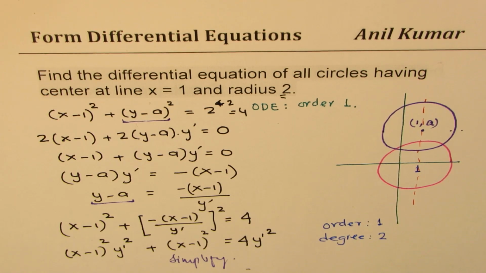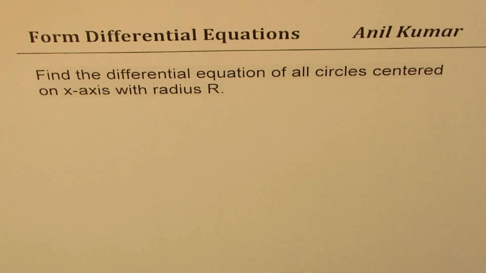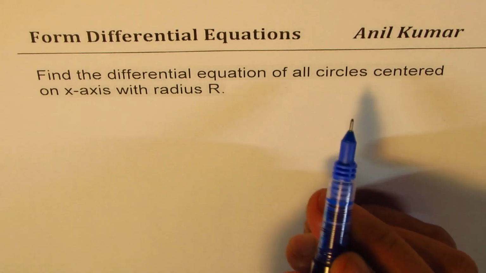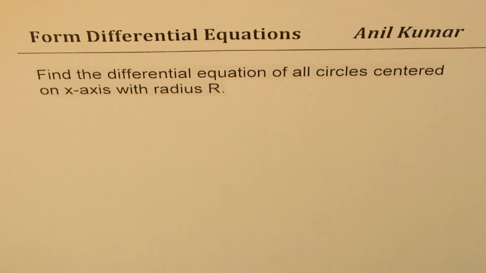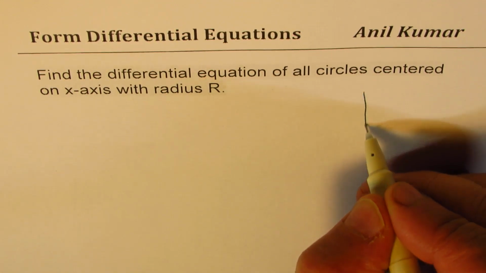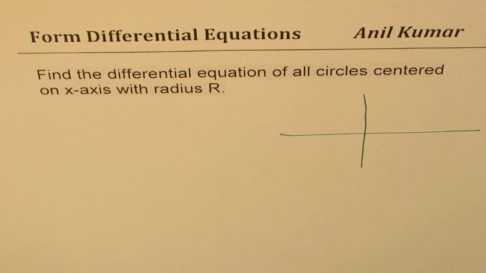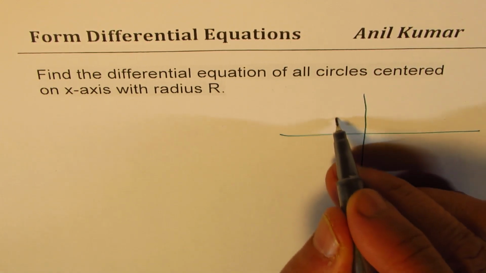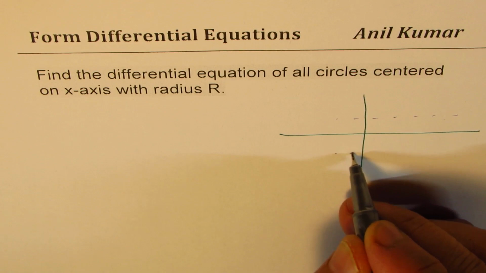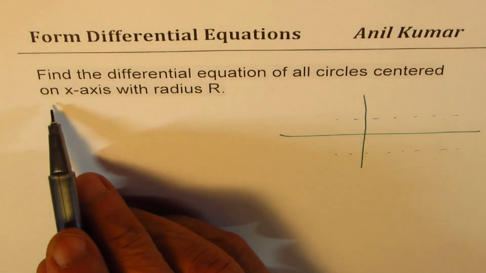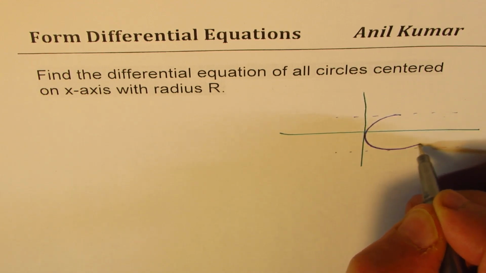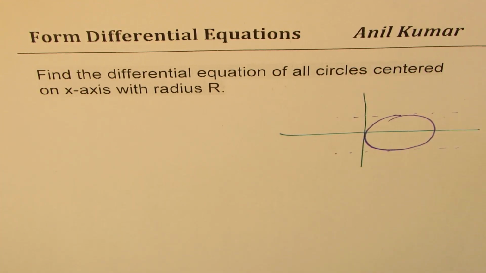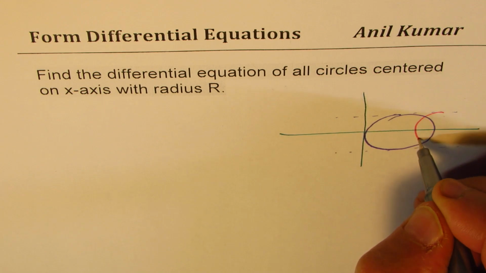Now let's take the last example, which is: find the differential equation of all circles centered on the x-axis with radius r. So in this particular case, we are given a fixed radius, right? So all will have the same radius, and they are all centered on the x-axis. So we're talking about circles like this.